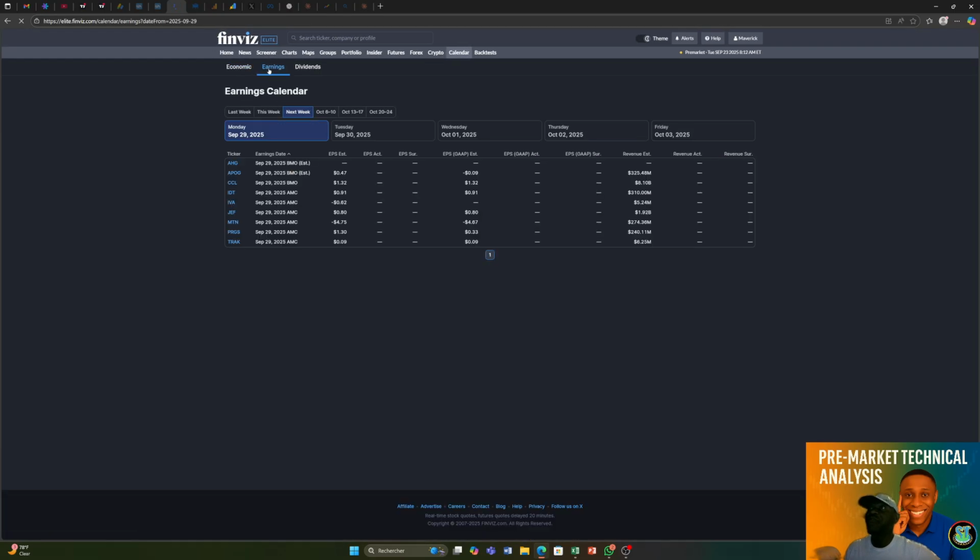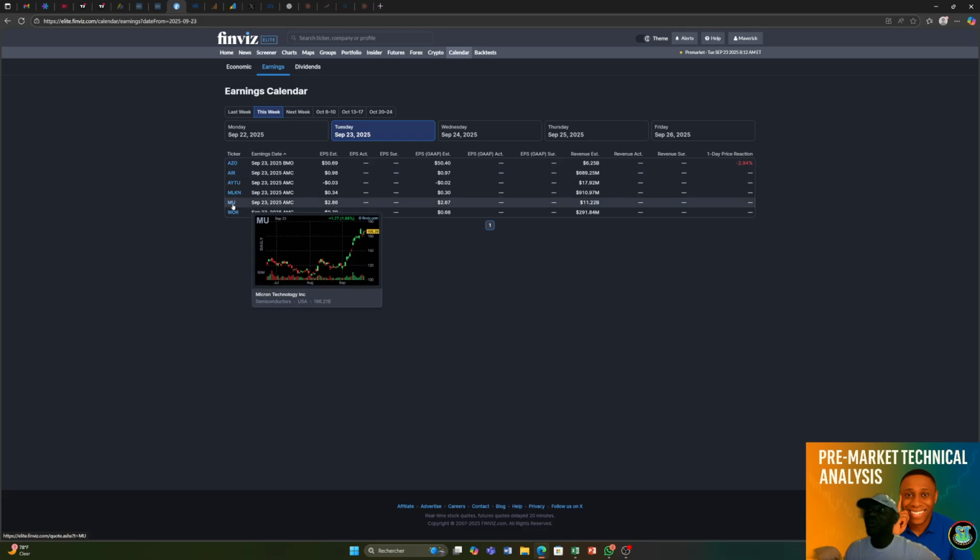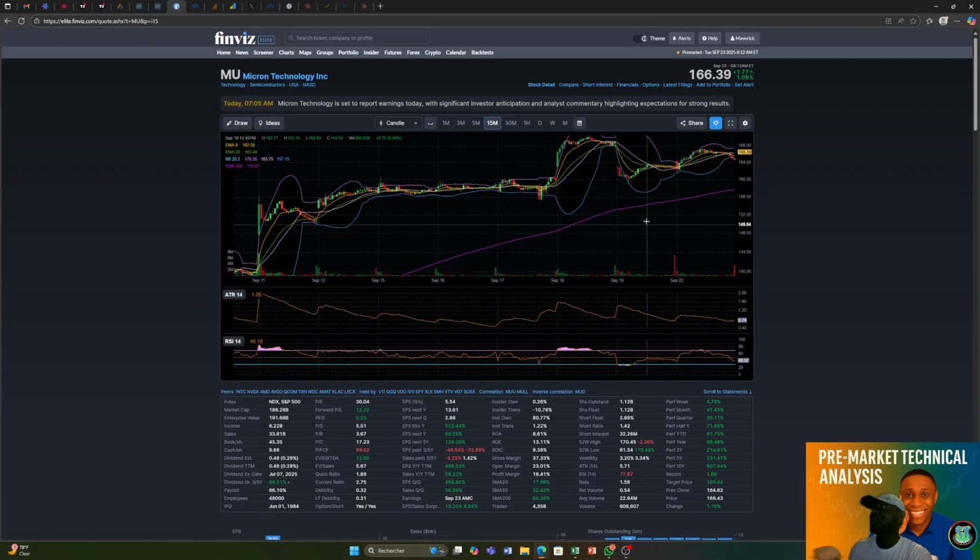To the right of that you have earnings. Yes, the earnings calendar. Isn't that neat? So today, for instance, or this week, because that was next week. This week we have this one. MU will be releasing its earnings. So the date September 23rd, AMC stands for after market close. So today after market close. So meaning that tomorrow, we will have an opportunity to trade MU. Look at the chart of MU here.